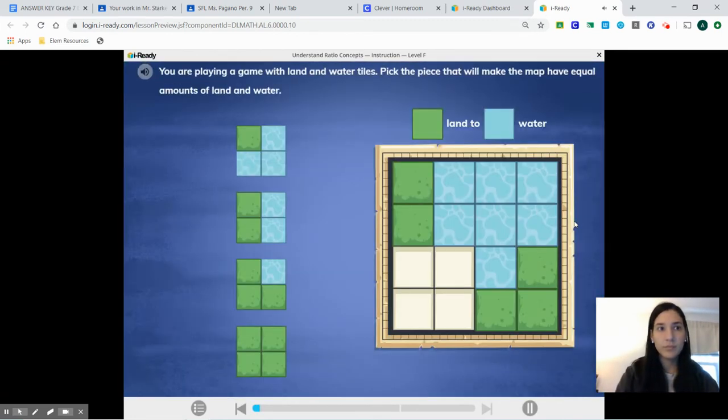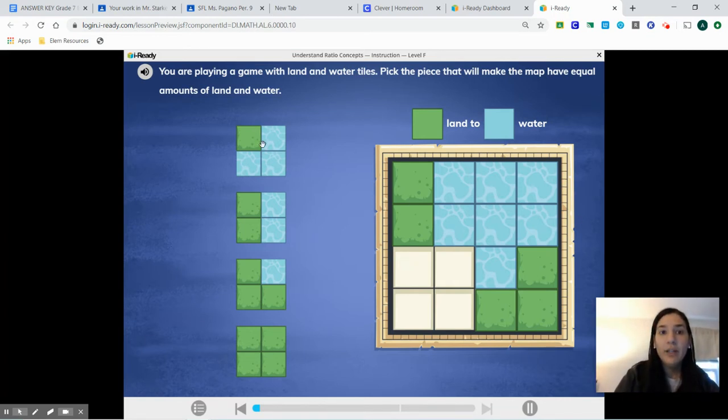You are playing a game with land and water tiles. Pick the piece that will make the map have equal amounts of land and water. Okay, so what we see over here is a grid with 1, 2, 3, 4, 1, 2, 3, 4. So we have a 16 box grid. So we know we want equal parts land and water.